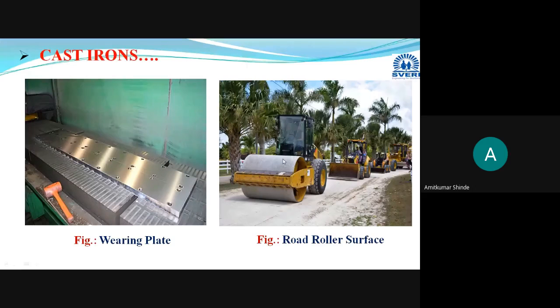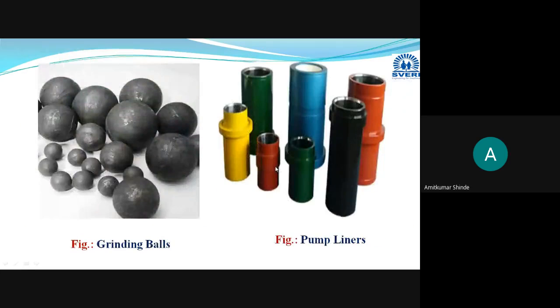Then the road roller surface. Are you able to see this surface? Whichever road roller we use while constructing roads, its surface is made up of white cast iron only. Then the next application, different grinding balls. You can use different steels for this also, but largely for manufacturing these grinding balls we are using white cast iron material only. Then different pump liners are there. These are the pump liners. Here you can use different cast irons.